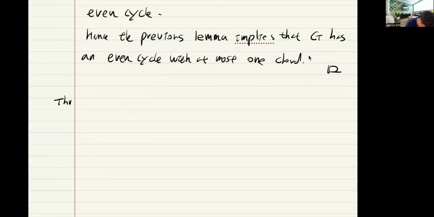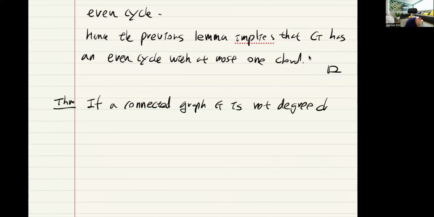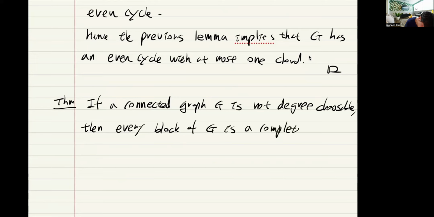Now we are very close. We can prove this theorem, which is almost as strong as Brooks' theorem. So if you have a connected graph G, if it is not degree choosable, then every block of G is a complete graph or an odd cycle.